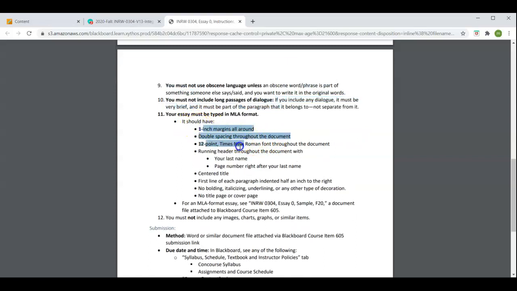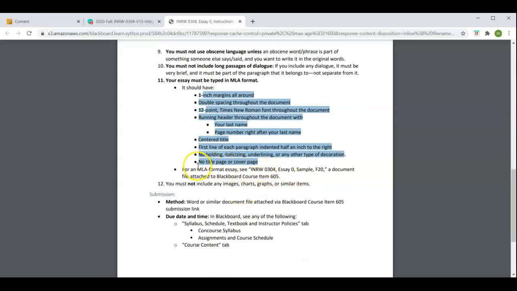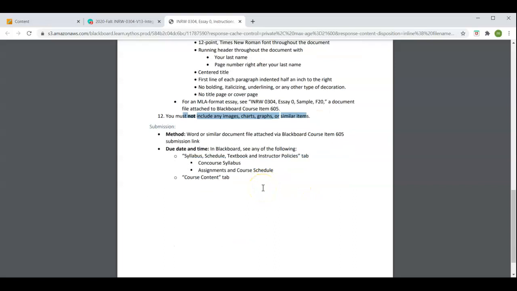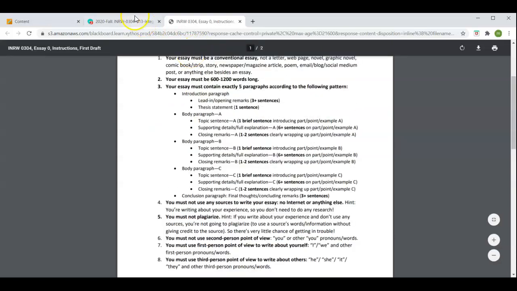Now, these are the requirements format-wise on the essay, and you'll see those in my essay. You'll see that I double spaced it, etc. You must not include images, charts, graphs, so no decorations of any sort. Those things are good, but let's not do them in this essay. And you will submit it through the main link, right? Okay, now let's look at the sample.